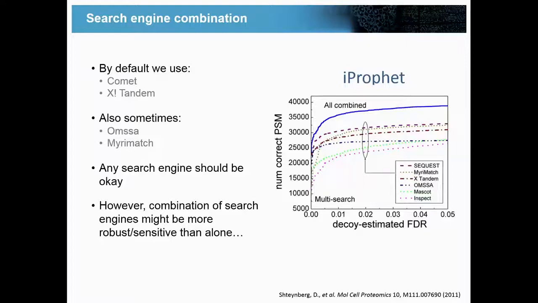And so what you see here is how many identifications you can get from a particular DDA data set using any of these search tools individually. But if you mash them all together in the appropriate statistical framework, this improves the sensitivity, and we typically do this.